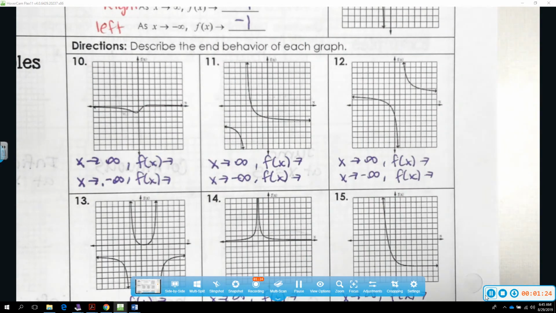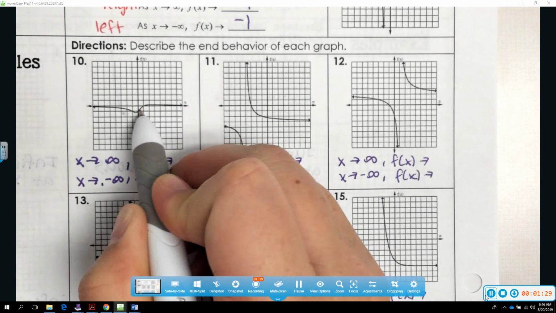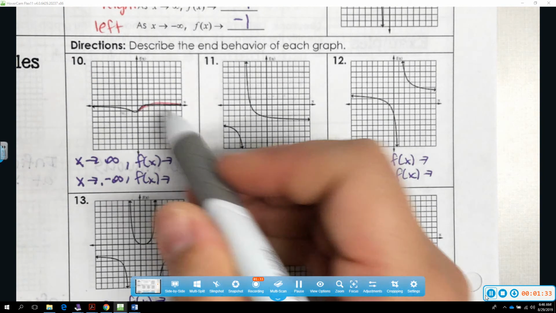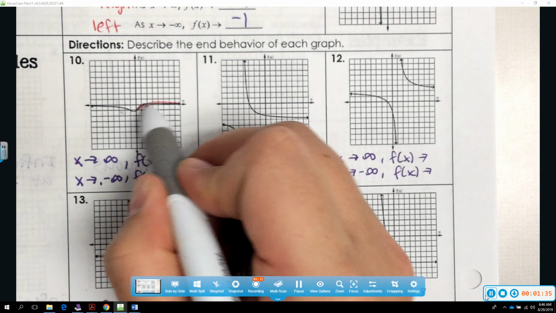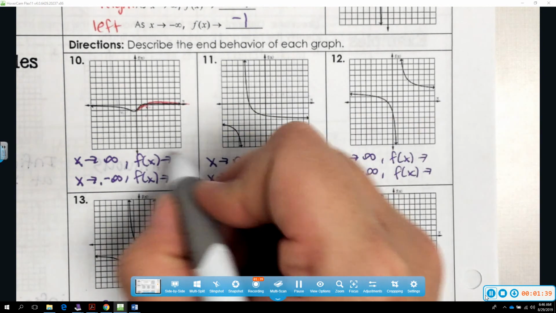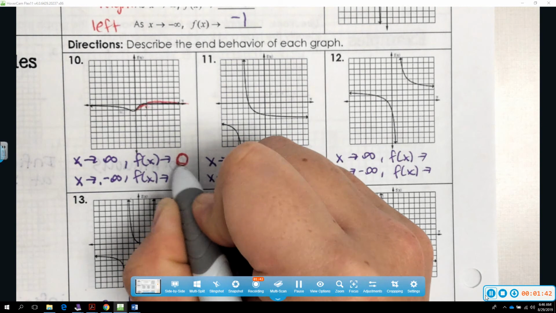Okay, so number 10. As x goes right, where does it go? So as x goes right, I'm going to trace it on the right-hand side. As x goes right, it's not going up or down, as you notice. So it can't be positive infinity, and it can't be negative infinity. So that means it's approaching a number. It's approaching the x-axis. That is approaching 0.